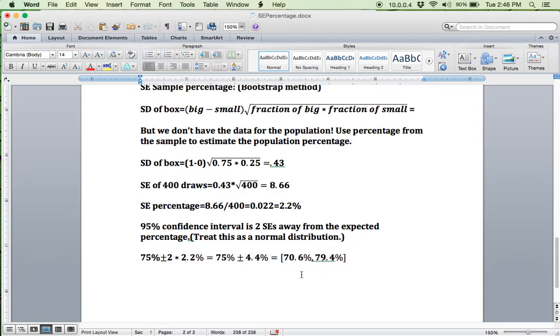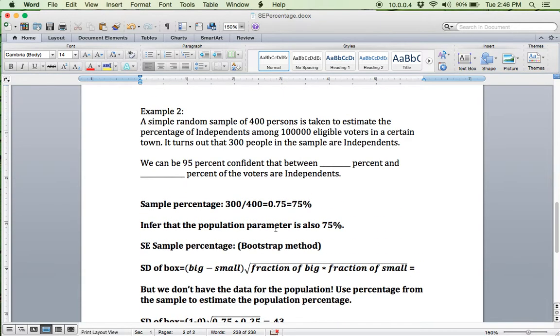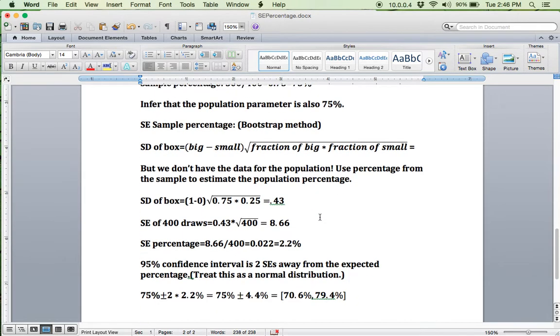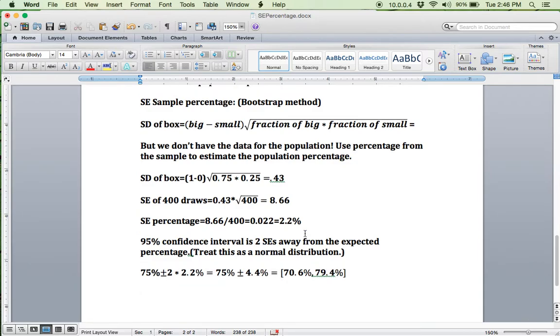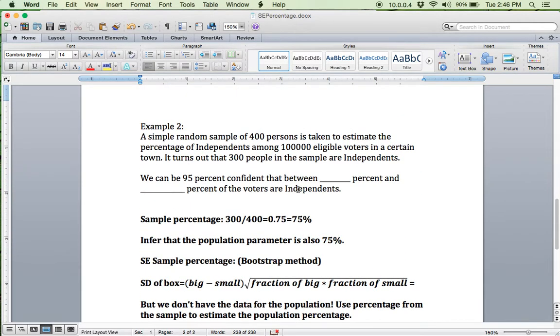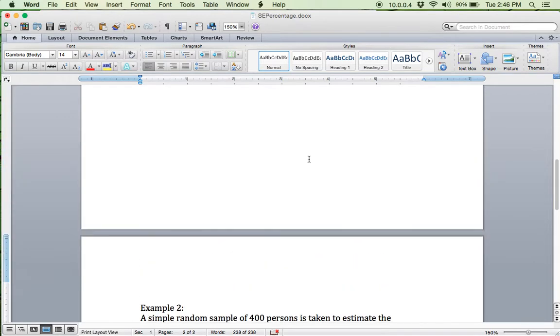That means that we can say with 95% confidence that the percentage of independents in the population lies between 70 and 79%. And so this is an example of using the sample to get information about the total population. So this is chapters 20 and 21.